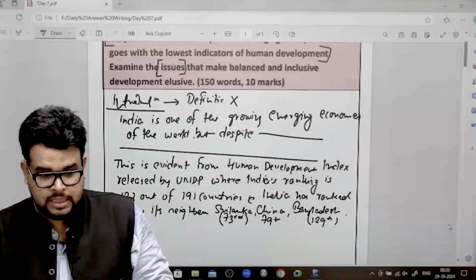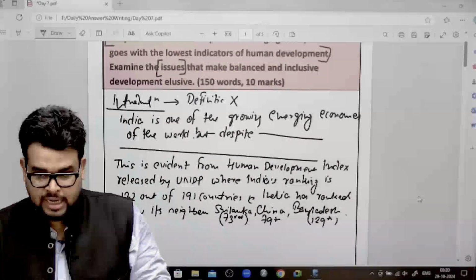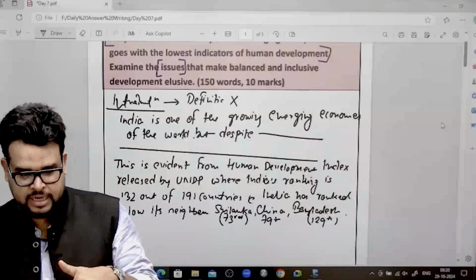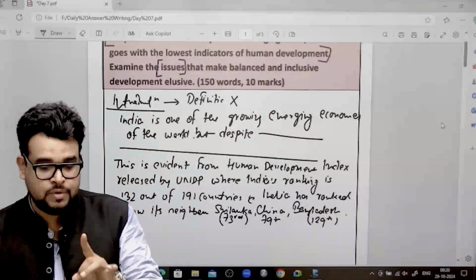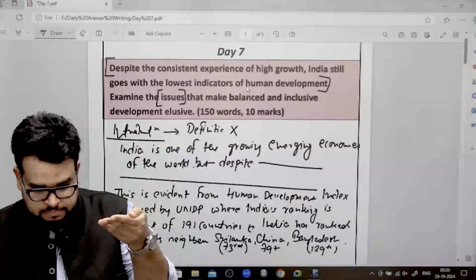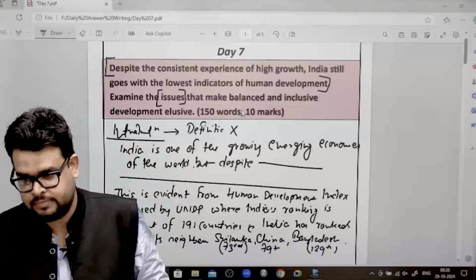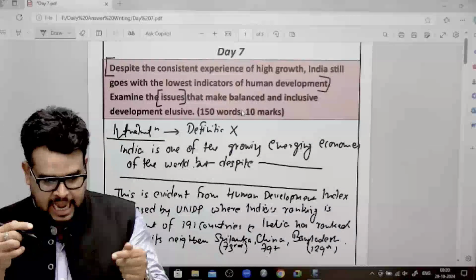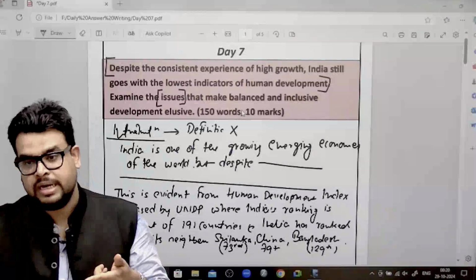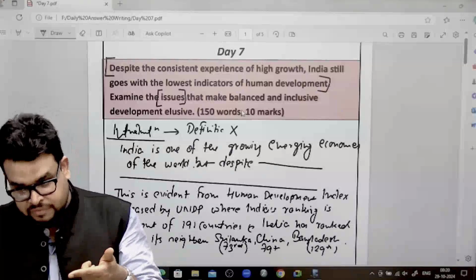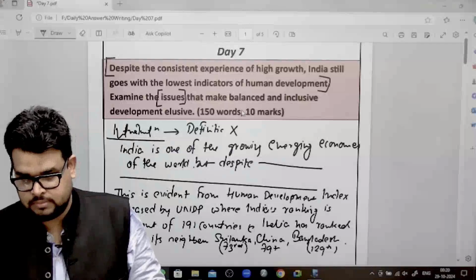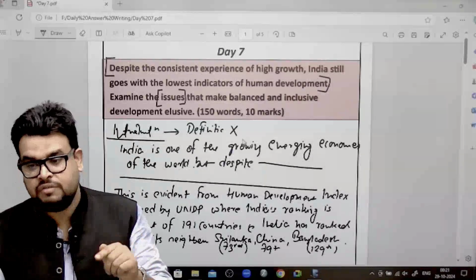Definition here is not required. They are not asking, if I ask your name, you will write your father's name, and then you will say, why should I write my name? The idea here is simple, whose definition are we going to write? Because they have asked you a simple statement that India is growing, but still the human indicators are not good. So am I going to define what are human indicators? Is it making any sense? Okay, so here definition will not work.